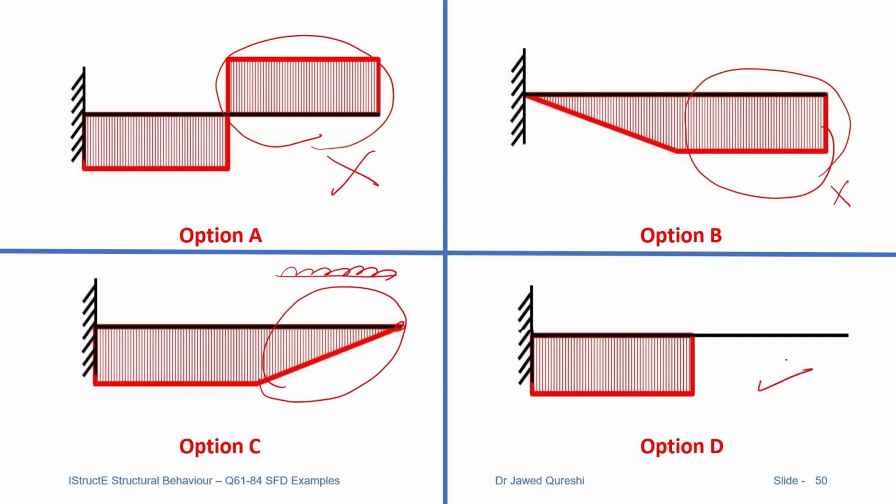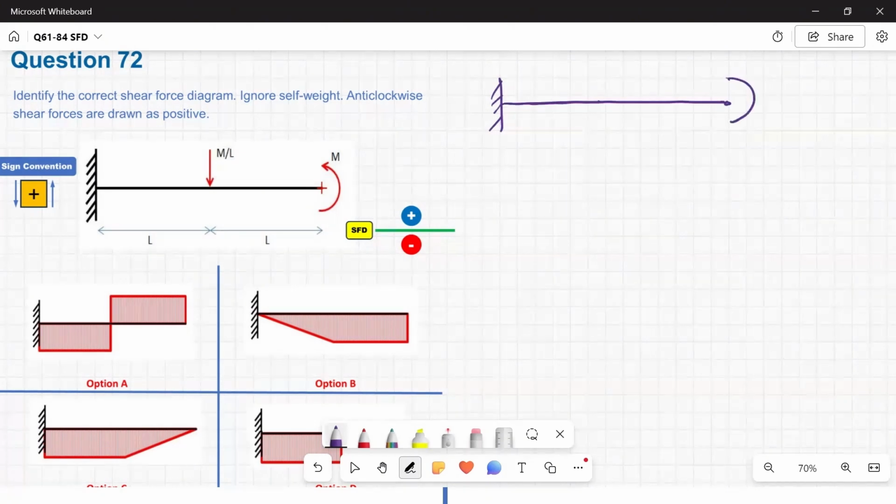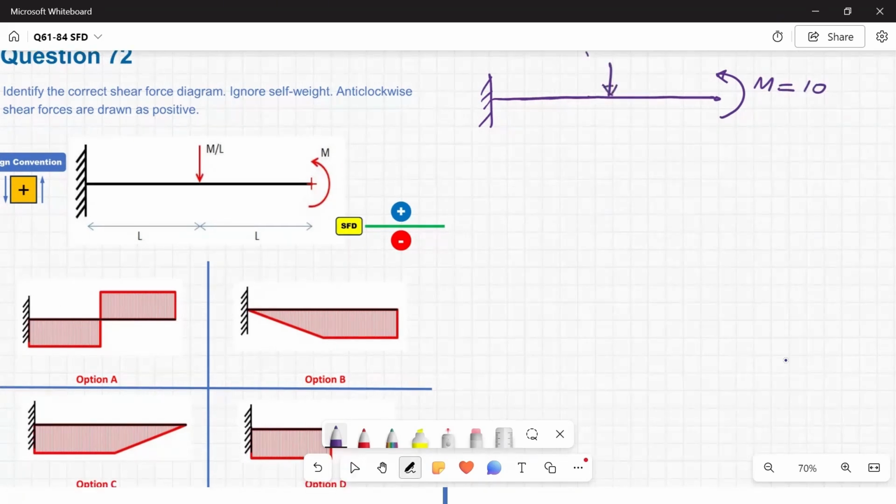Now I will explain with the help of values in the diagram to see how we can solve this question. This is the question that we have. Let me draw this question. We have a point moment over here, that is M, and I'm assuming that M is 10, and a point load is M over L. I'm assuming L is 2. So M over L, 10 over 2, will give me 5 kilonewton here.